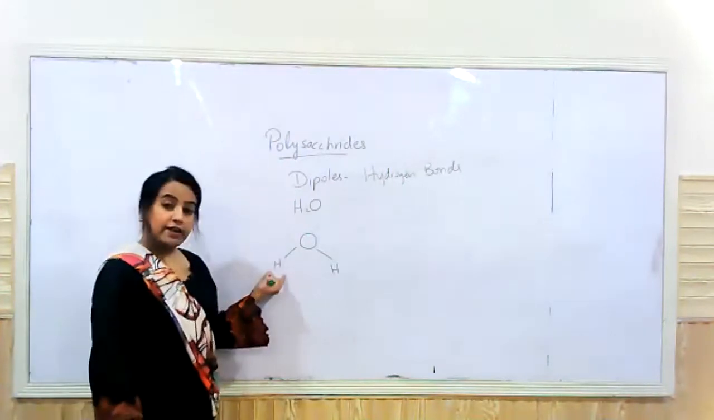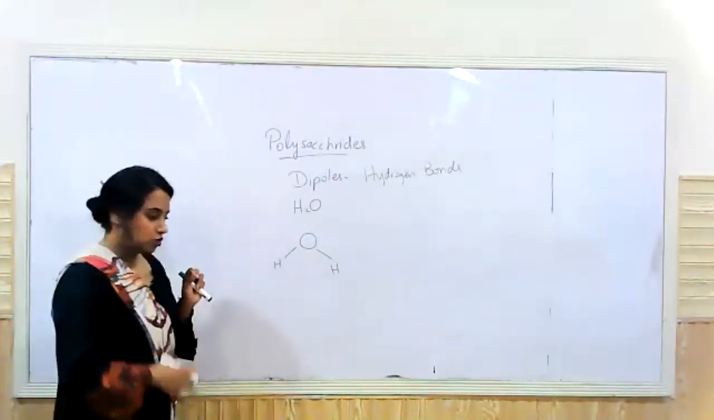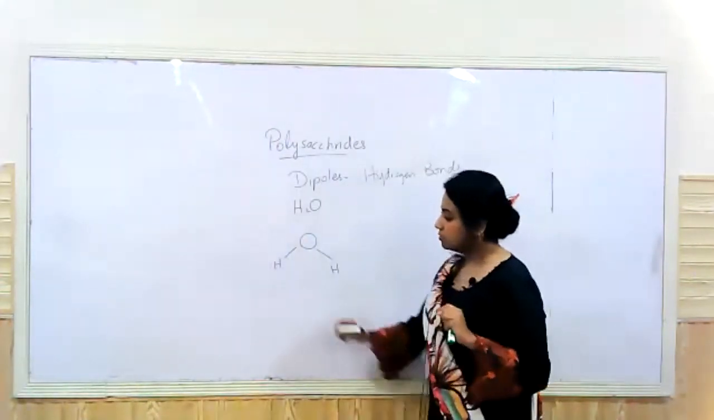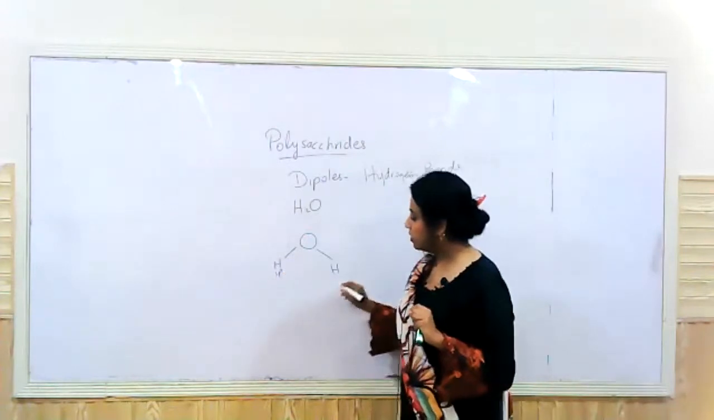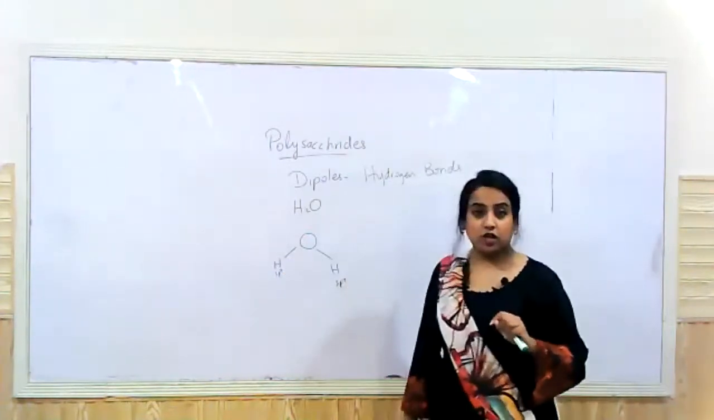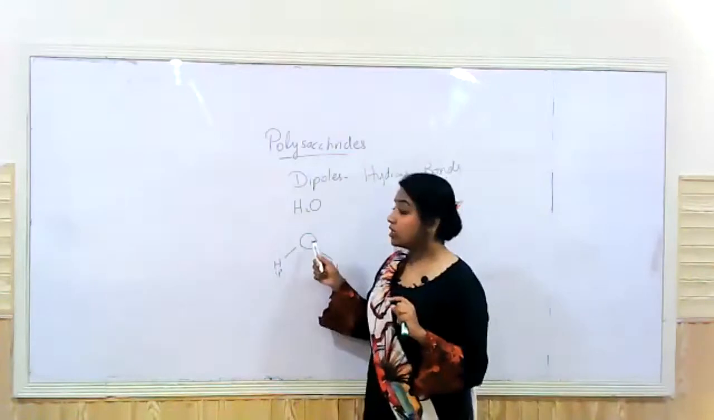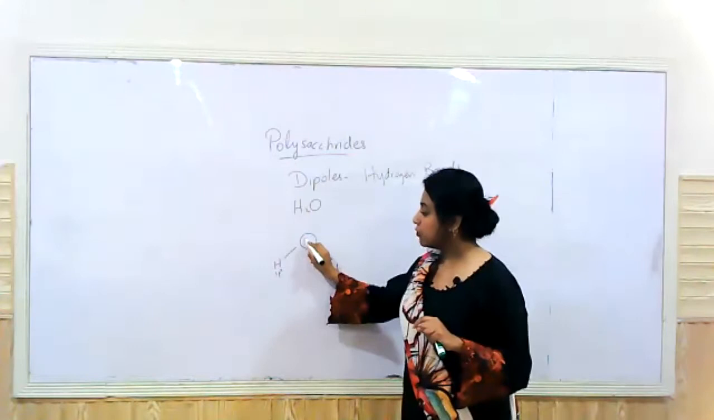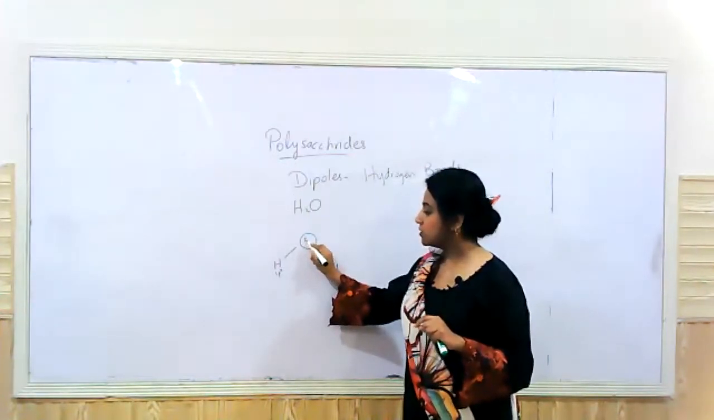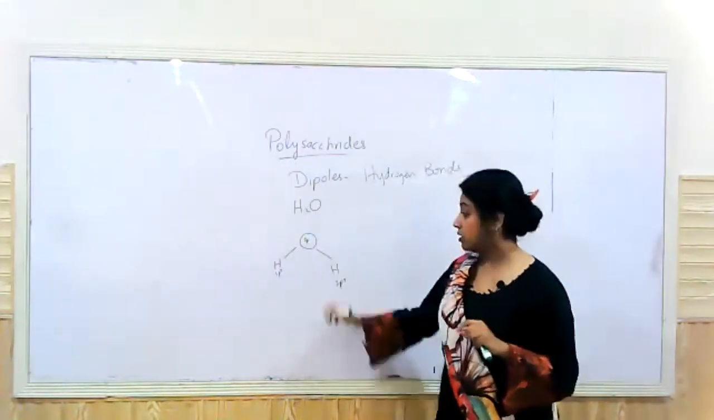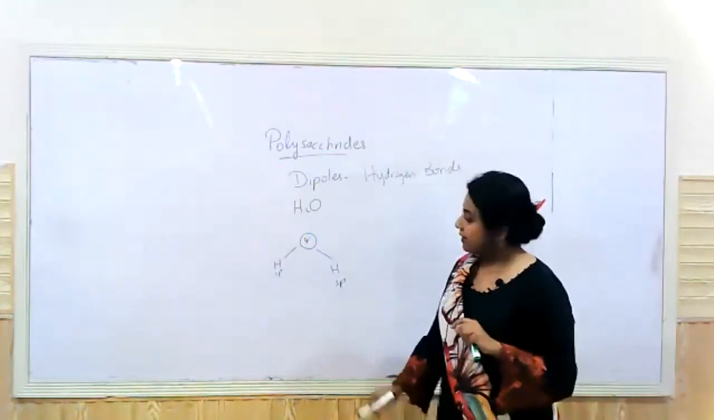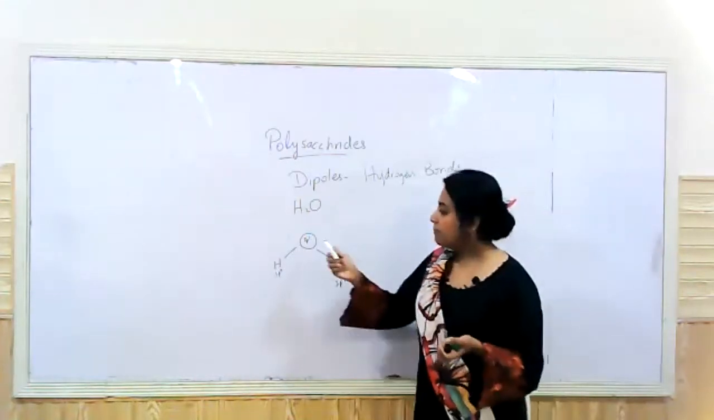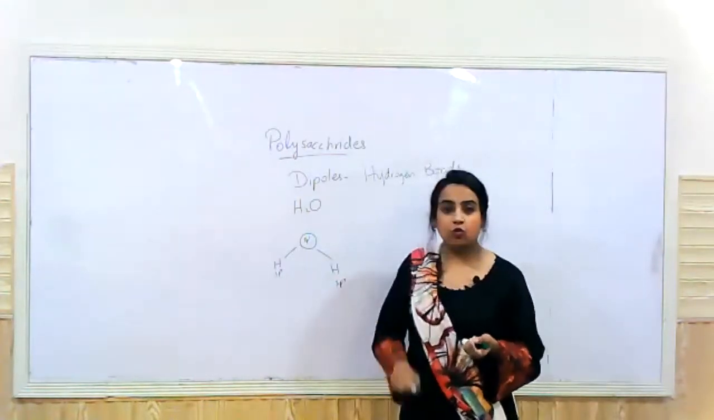In the case of hydrogen, in the nucleus of hydrogen, you have only one proton. That means this one contains one positive charge. In the case of oxygen, you have 8 protons, that means 8 positive charges. Now, this shared pair of electrons will definitely be attracted more by 8 protons as compared to 1 proton.